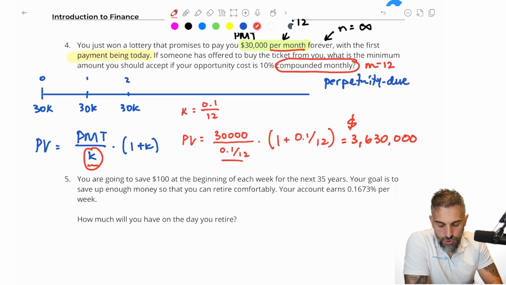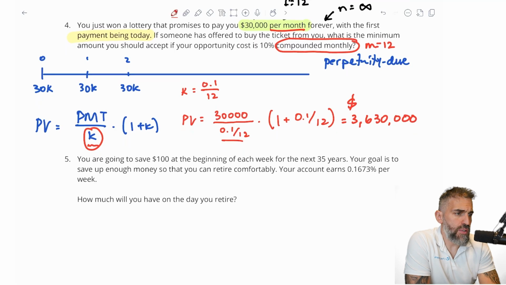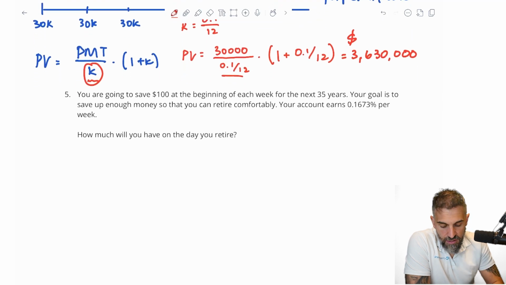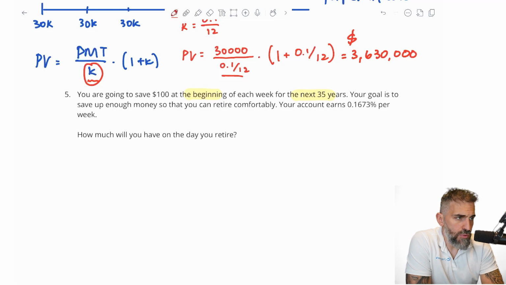Okay. So in the next question, I'll show you guys how to use BGN because I think the next one is an annuity. So number 5. You are going to save $100 at the beginning of each week for the next 35 years. Your goal is to save up enough money so that you can retire comfortably. Your account earns 0.1673% per week. How much will you have on the day you retire?